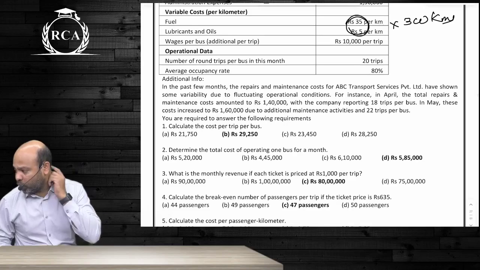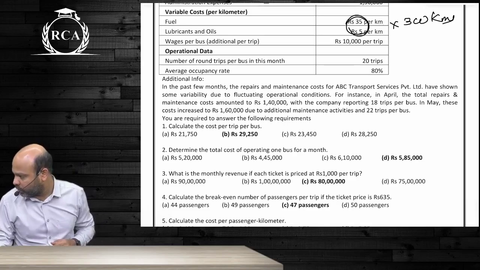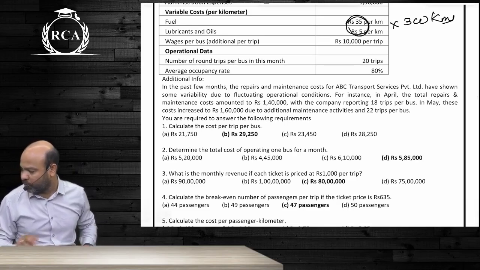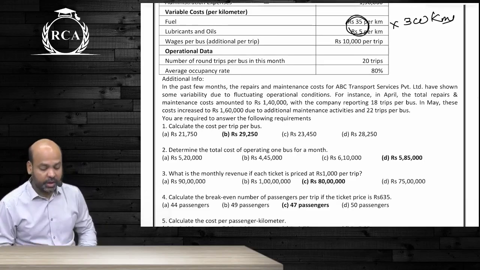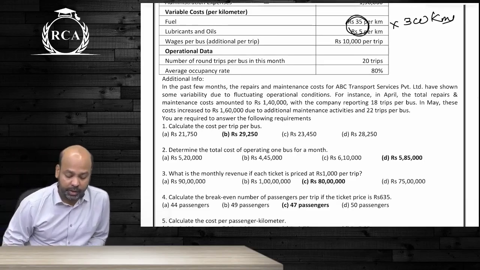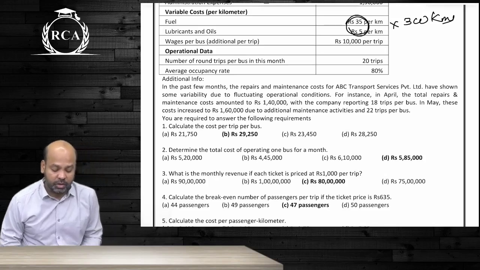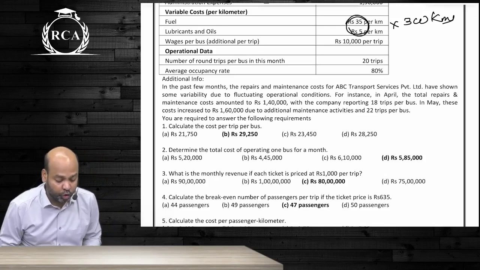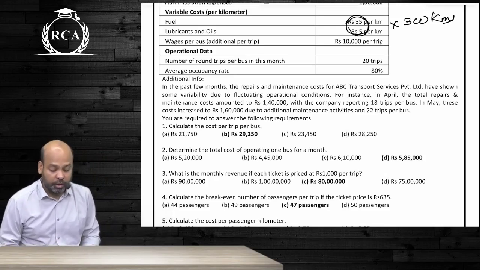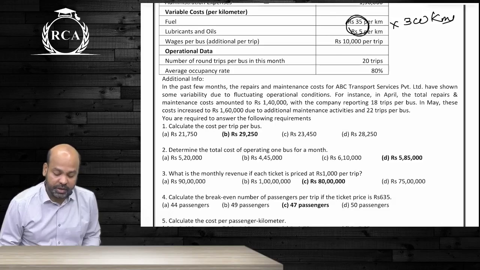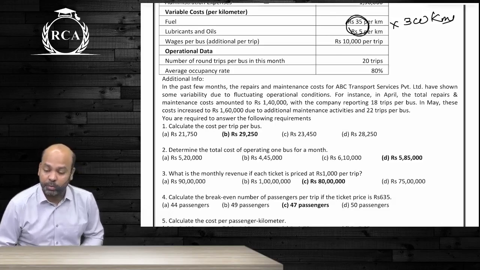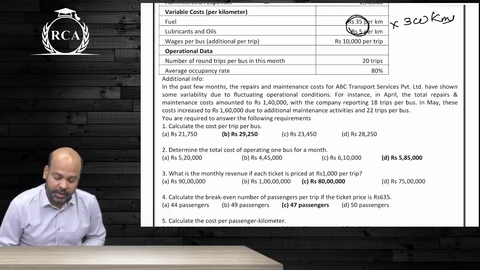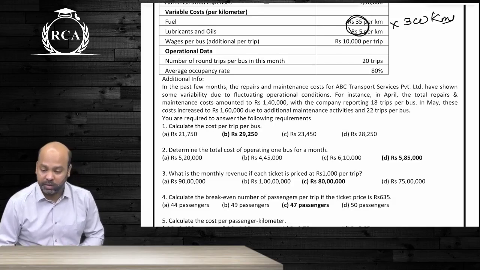The number of round trips per bus in a month is 20. Average occupancy rate we already know. In the past few months, repairs and maintenance costs for ABC Transport Services Private Limited have shown some variability due to fluctuating operational conditions. For instance, in April, the total repairs and maintenance cost amounted to 1,40,000, with the company reporting 18 trips per bus. In May, these costs increased to 1,60,000 due to additional maintenance activities, and there were 22 trips per bus.